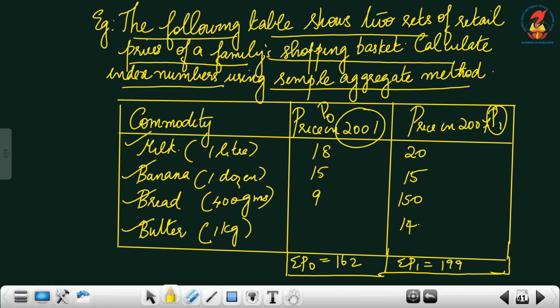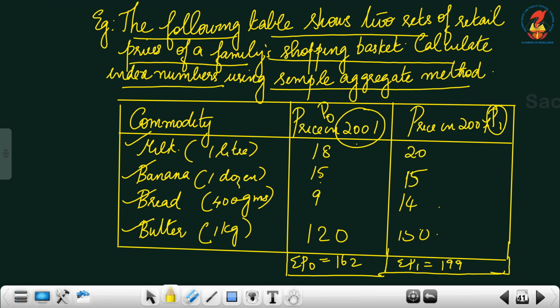1 liter of milk is 18 in 2001, and the price in 2007 is 20. Banana, 1 dozen, is 15 and 15. Then butter of 1 kilo is priced at 120 in 2001 and in 2007 the price of butter is 150. Then the price of bread is 9 in 2001 and 14 in 2007. Okay, now the table is right.